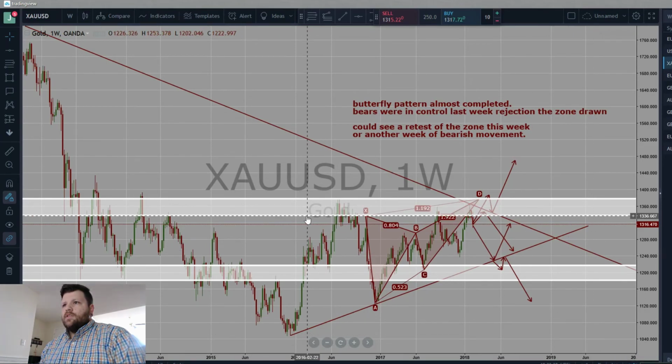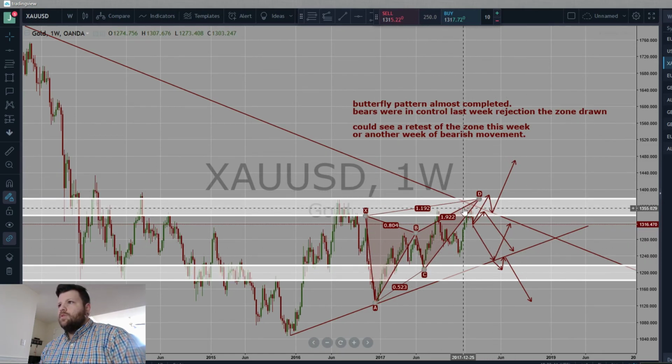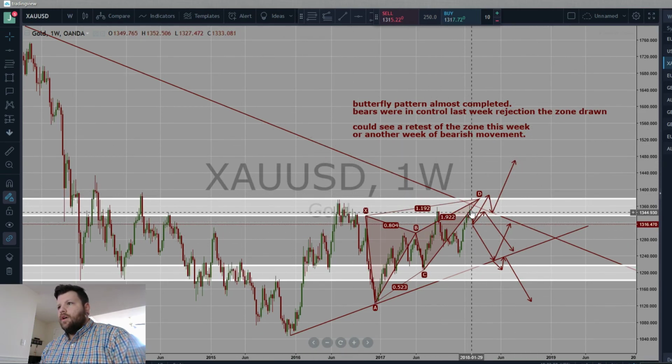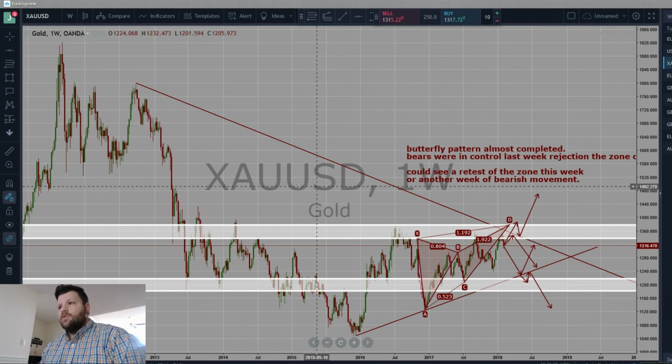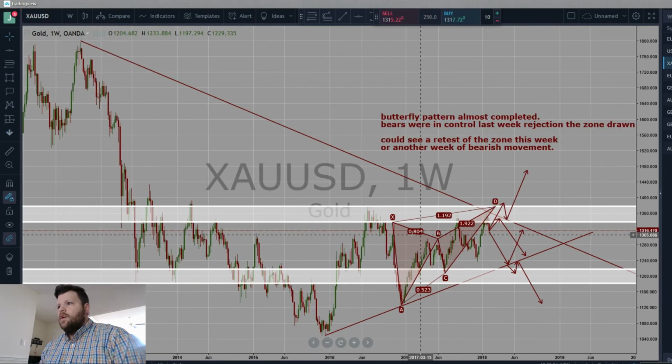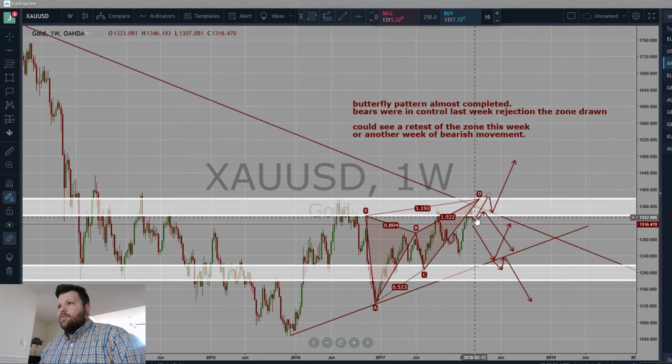This is XAUUSD, or gold, on the weekly time frame. We do have a butterfly pattern that is almost completed. However, we did 2 weeks ago have a rejection of this trend line that's drawn, which I'll zoom out so you can see where the trend line is drawn from. And then the previous 2 weeks, last week and the week before last, were also both bearish.